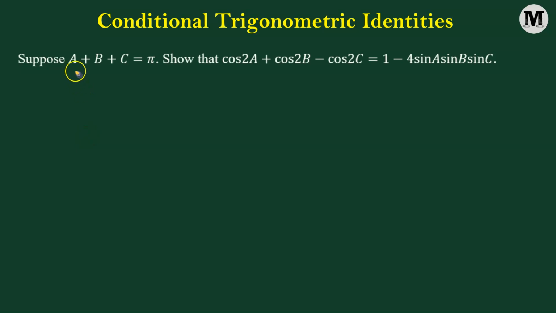Suppose the sum of the three angles of a triangle ABC equals pi radians. We need to show that the sum of cosine of 2A and cosine of 2B minus cosine of 2C equals 1 minus 4 times the product of sine A, sine B and sine C. Okay, let us begin with a proof.